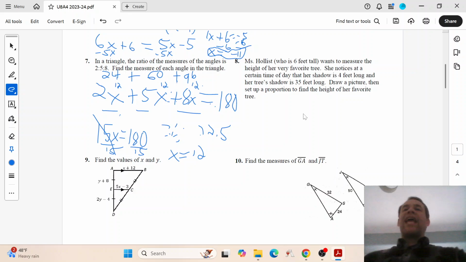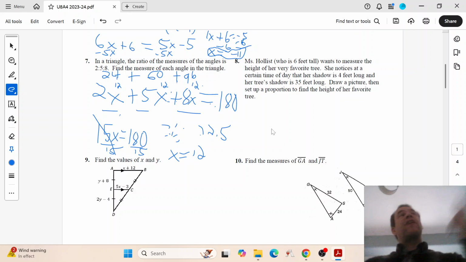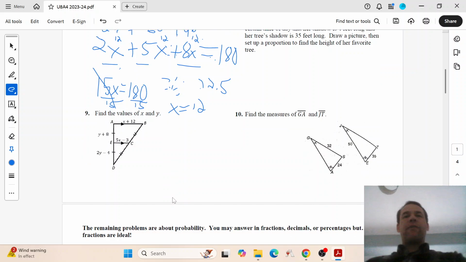Try number 8. Miss Hollis, who's 6 feet tall, wants to measure the height of her very favorite tree. She notices at a certain time of day her shadow is 4 feet long and her tree shadow is 35 feet long. Draw a picture, then set up a proportion to find the height of her favorite tree. So that's a really good real-to-life application of trying to find how tall a tree is off its shadow, comparing to how tall you are and your shadow. And that's a really good ratio problem.